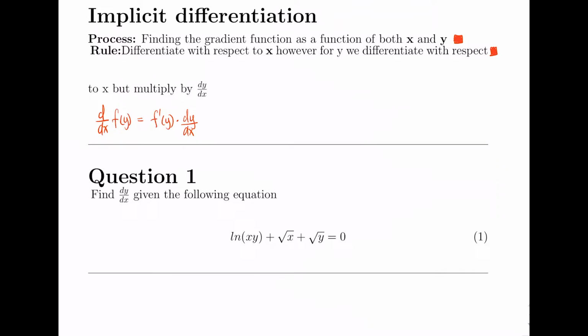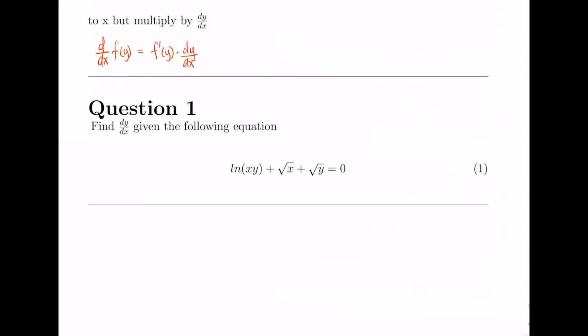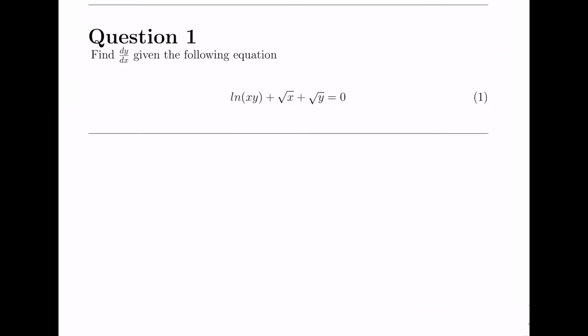This video will be working by example, so without further ado, we jump right into question number 1, which says: find the derivative given the following equation, ln(xy) plus the square root of x plus the square root of y equals 0. Before doing any differentiation, we want to remember our rules of logarithms, which says that ln of x times y is equal to ln of x plus ln of y.